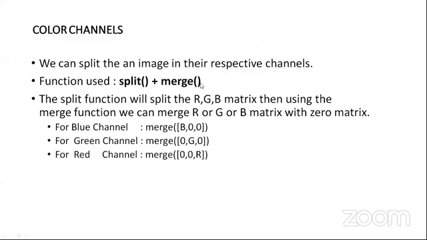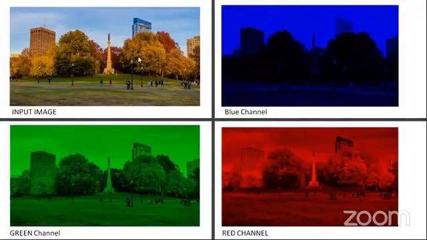Then we will use the merge function. If you get the blue matrix, you merge it with 0 and 0. So this is blue, green is all 0, and red is 0. So we will only see the blue here. This is the way we can split the color channels. This is an input image. We can split it into a blue channel, a green channel, and a red channel. If you superimpose all three images, you will get this image.